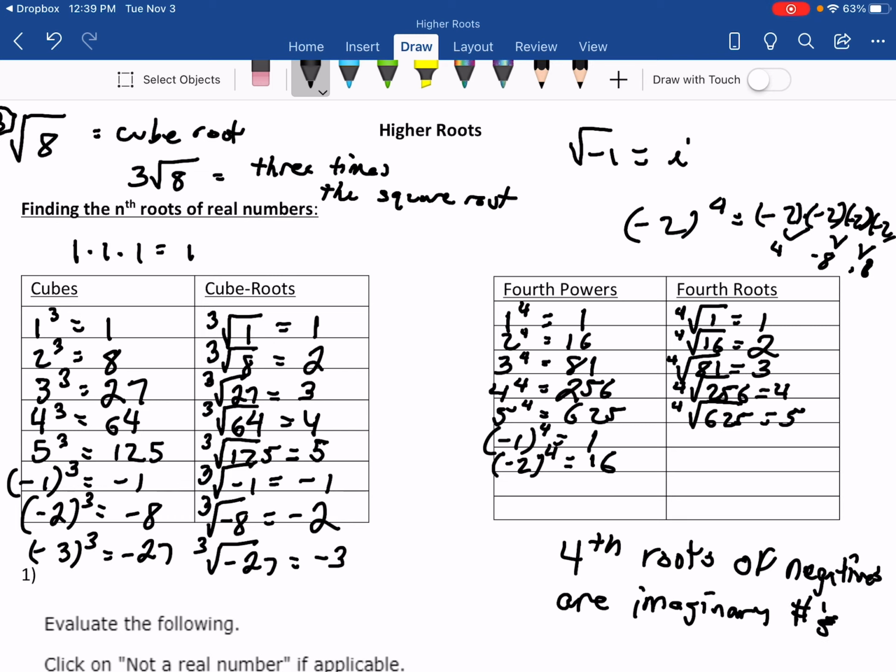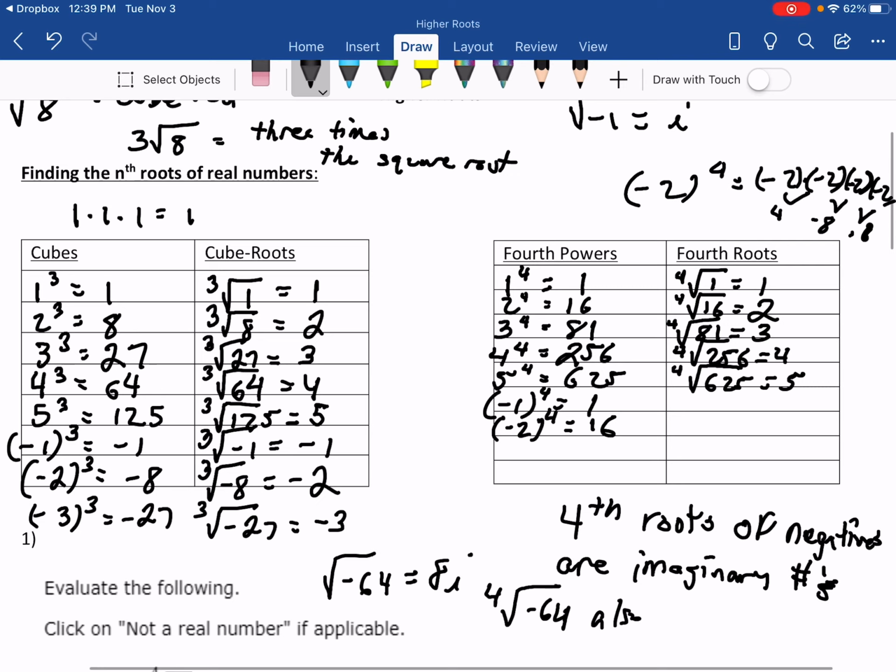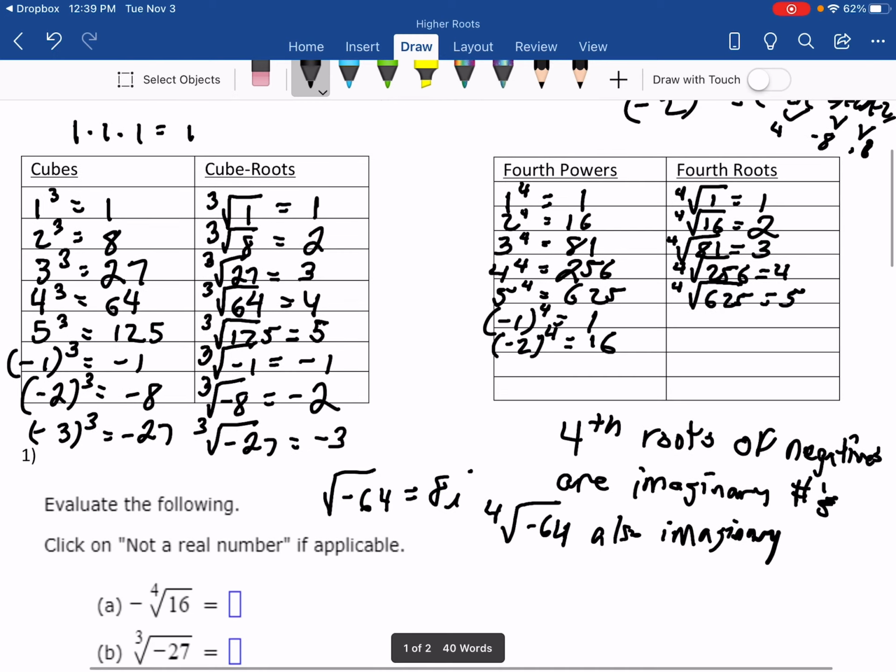So just like we had square root of -64, we know that's 8i, okay? The fourth root of -64 is also imaginary. Okay, and we're not going to be really so concerned about what exactly the value is for imaginary numbers. We're going to keep it to square roots. All you have to know is that the answer is not a real number, as you'll see below.